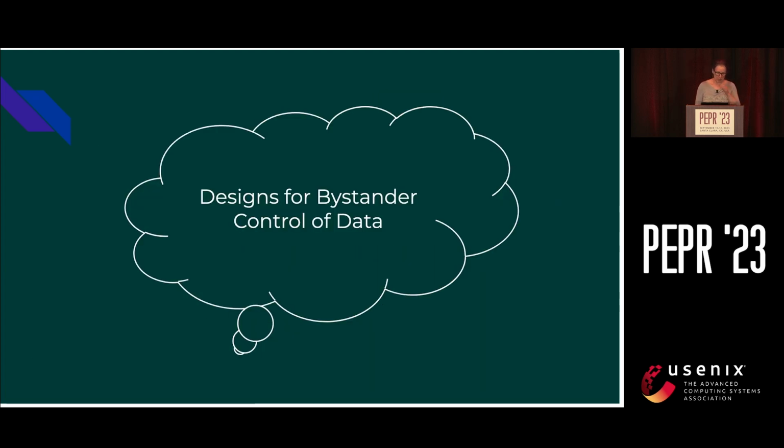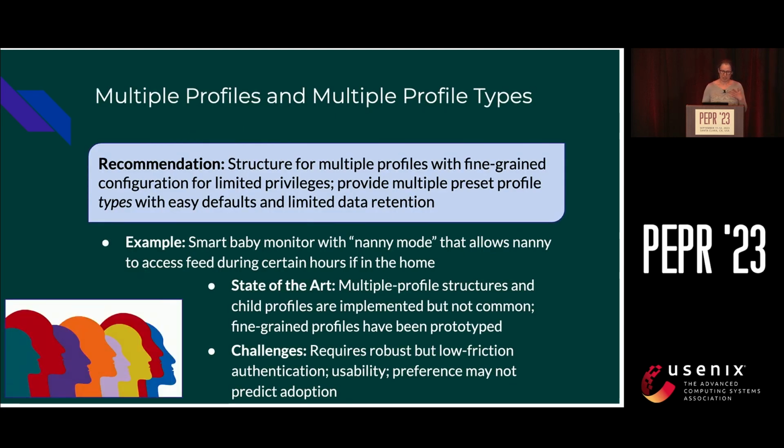The last set of design recommendations aims to provide bystanders with some measure of control over their own data. So devices could be designed to allow multiple profiles with fine-grained privacy configurations that the owner can use to give bystanders limited access privileges. However, for those not inclined to fiddle with privacy settings, there should also be some preset profile types like guest profiles, child, domestic worker, Airbnb guest, with default limited privileges and that also limit data retention.